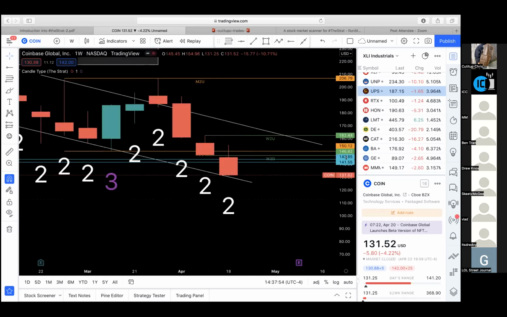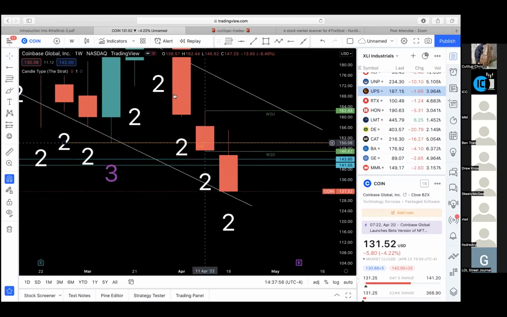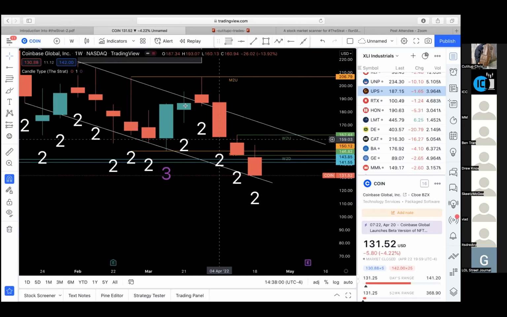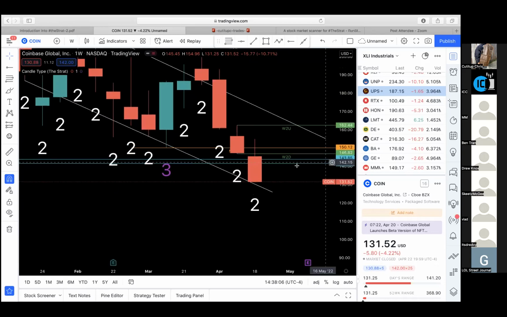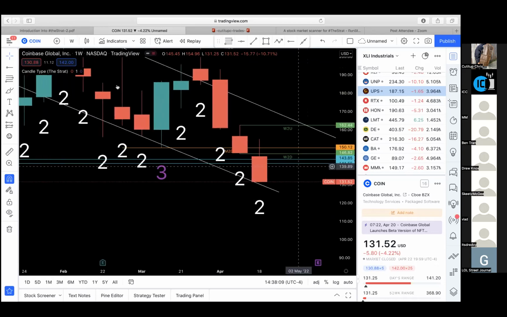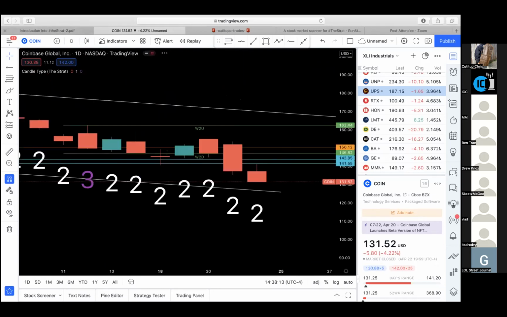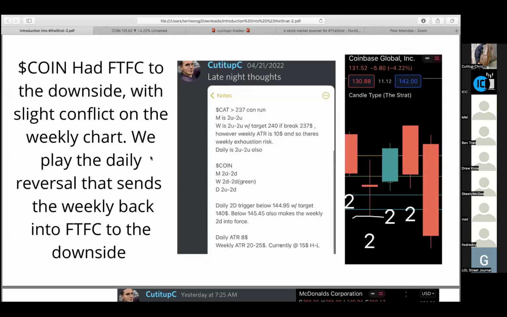Same thing on the weekly. If you're swinging calls, we're 2 down on the week. If you're in calls and you see all red 2 downs, you're going against time frame continuity. You're going against the trend. That's why I said we're playing the reversal back down. The daily 2 down trigger below 144.95 with target 140.